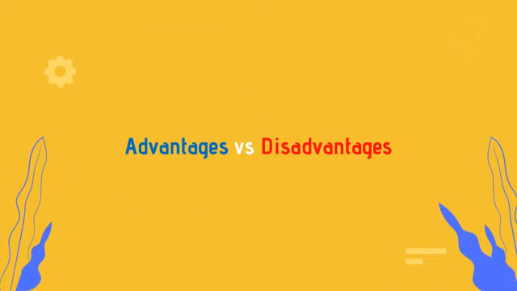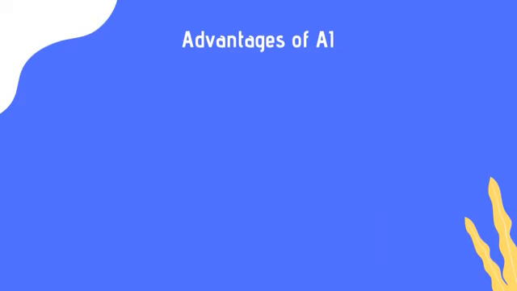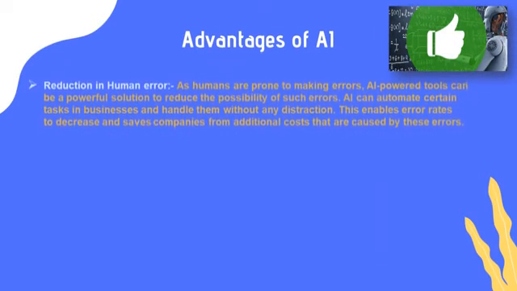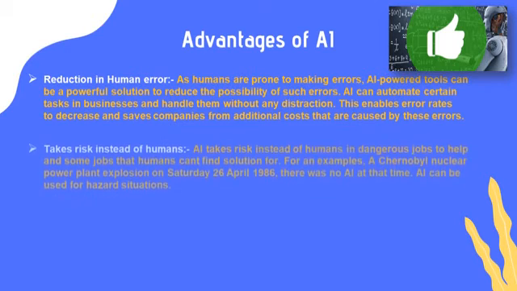Let's see the advantages and disadvantages of AI. Advantages of AI. The first advantage of AI is reduction in human error. As humans are prone to make errors, AI-powered tools can be a powerful solution to reduce the possibility of such errors. AI can automate certain tasks in business and handle them without any distraction. This enables error rates to decrease and saves companies from additional costs that are caused by these errors.